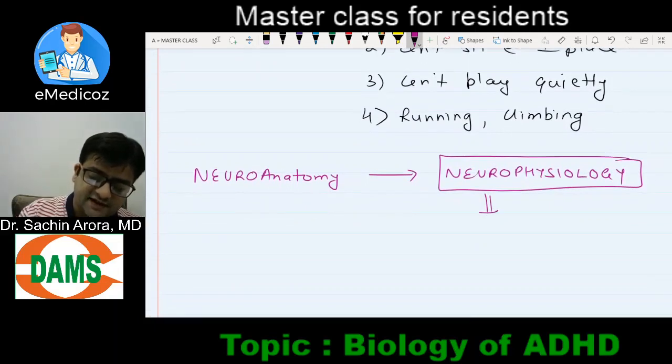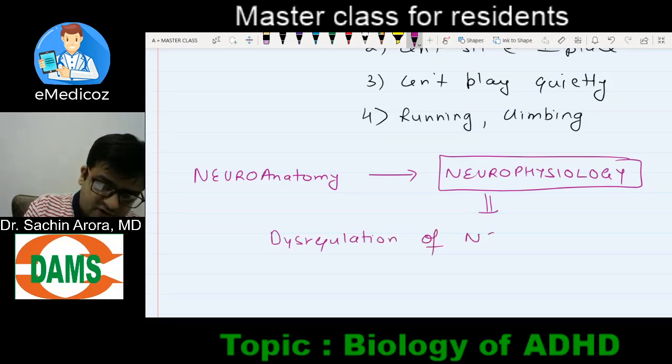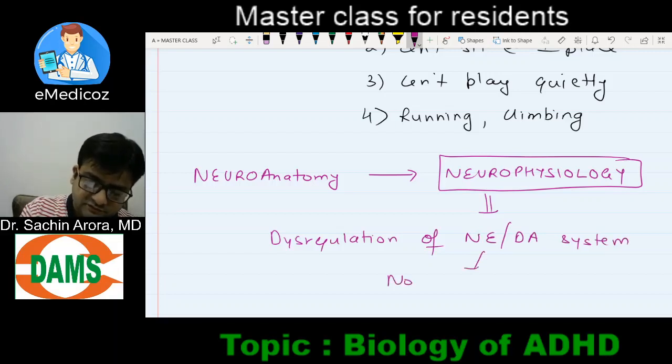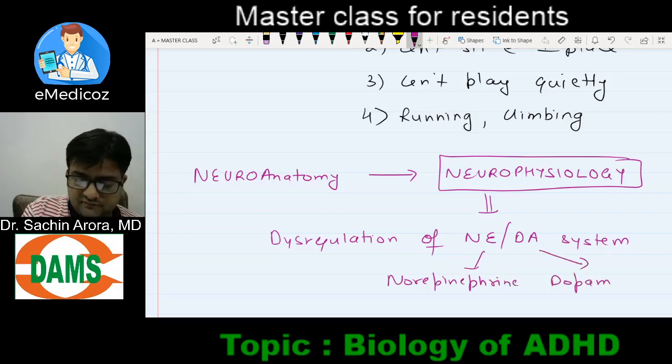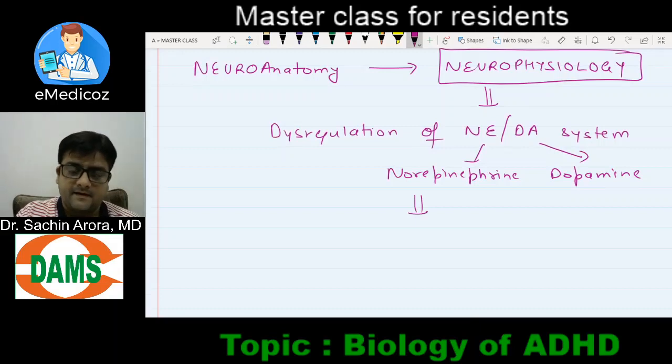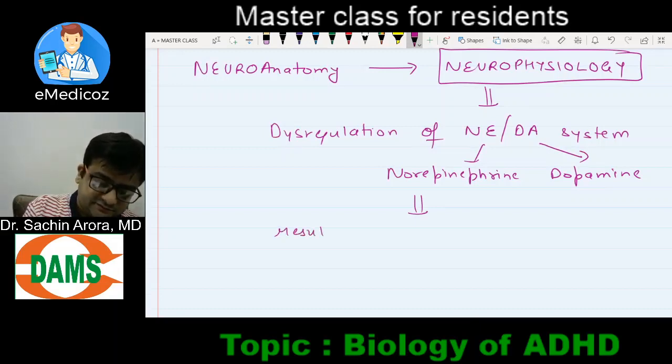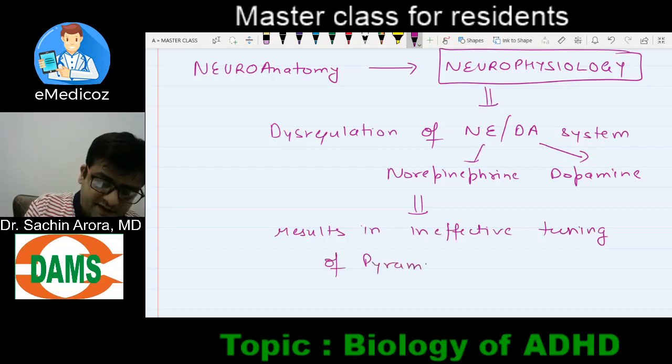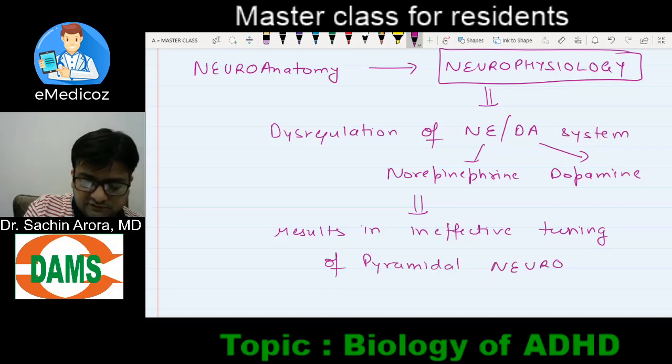Neurophysiology of ADHD says that there is dysregulation of norepinephrine and dopaminergic system, the neurotransmitter involved, which results in ineffective tuning of pyramidal neurons in the prefrontal cortex.